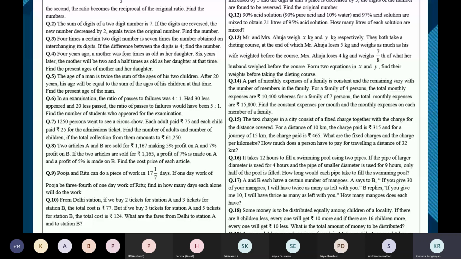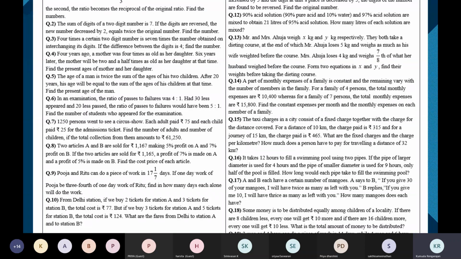We understood that the number of students who appeared is equal to X plus Y. Had 30 less appeared, that means X plus Y minus 30. Correct? And 20 less passed. How many actually passed? X passed, so 20 less passed means X minus 20. Now, you know how many appeared: X plus Y minus 30. How many passed? X minus 20.